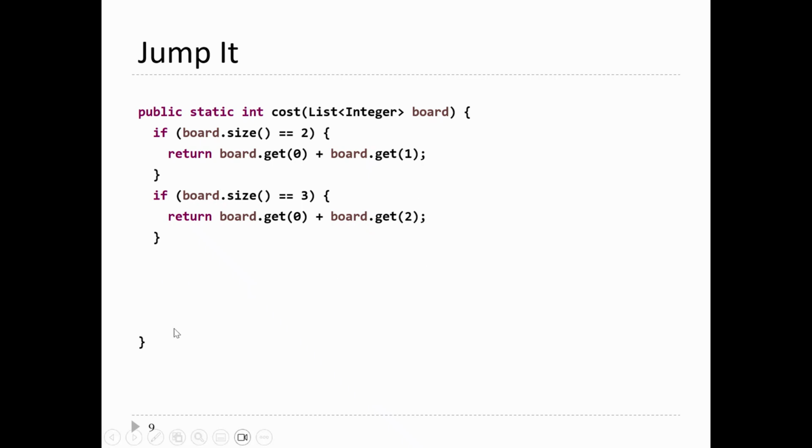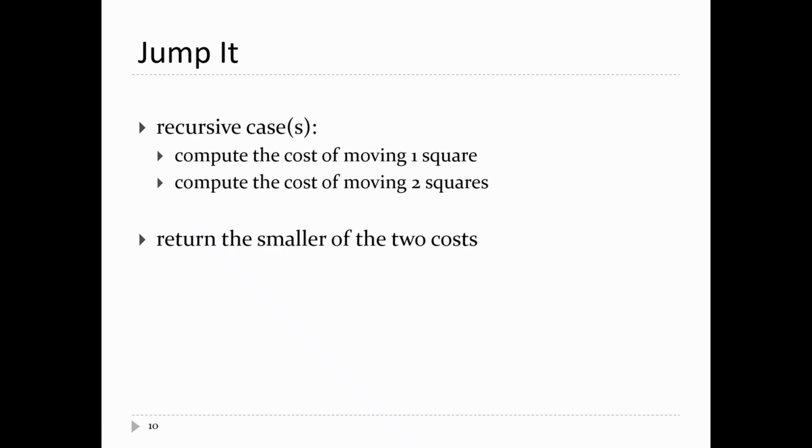And now here, we're going to have our recursive cases. In the recursive case, you're going to move 1 square to the right. When you move that 1 square, that's going to incur a cost. You're also going to consider moving 2 squares to the right. That also incurs a cost. After moving 1 square, you're going to solve the remainder of the board. After moving 2 squares, you're going to solve the remainder of the board. The smallest cost of solving the entire board is whichever one of these two is smaller.